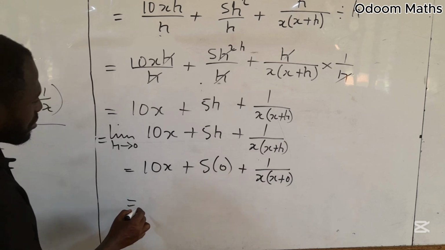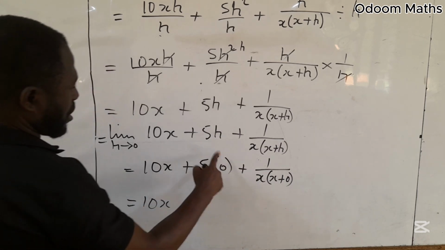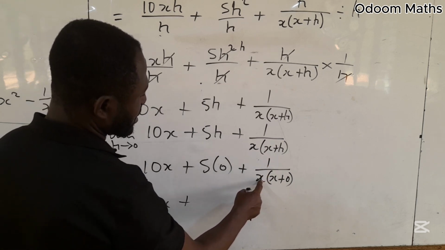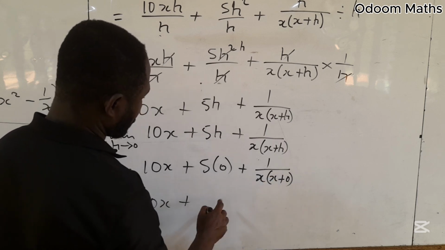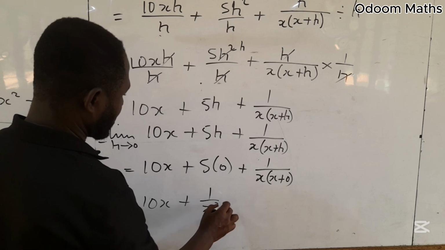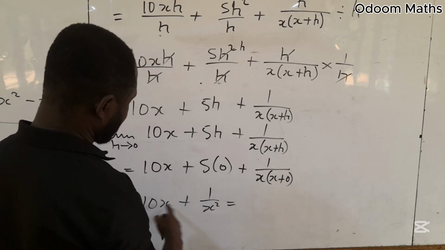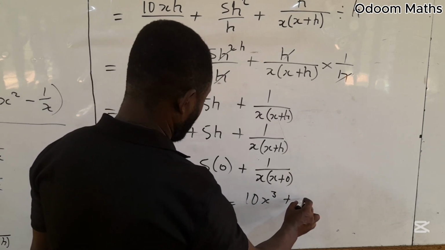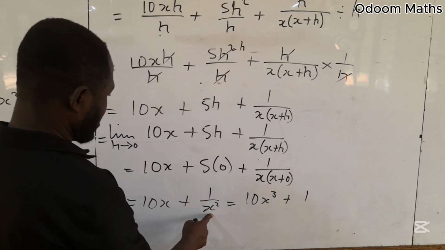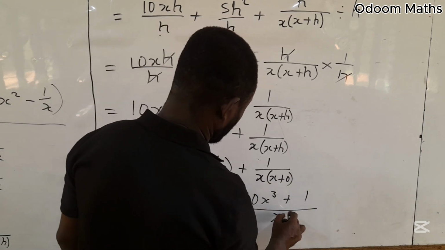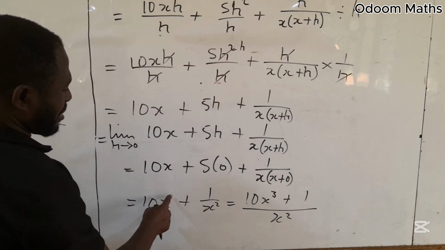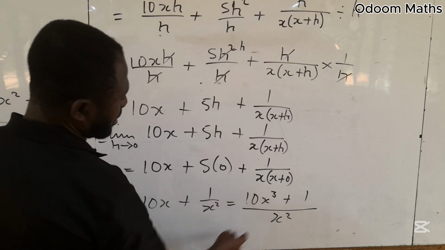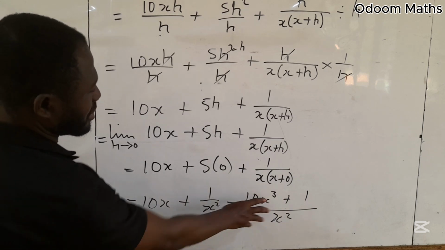So this is going to be 10x, then this will go away, plus 1 over x times x, because h is gone. So 1 over x times x is 1 over x squared. We can rewrite the answer as (10x cubed + 1) over x squared, because the LCM is x squared. Multiplying 10x by x squared becomes 10x cubed, then 1 multiplied by itself becomes 1, all over x squared. So either this or this can be the answer.